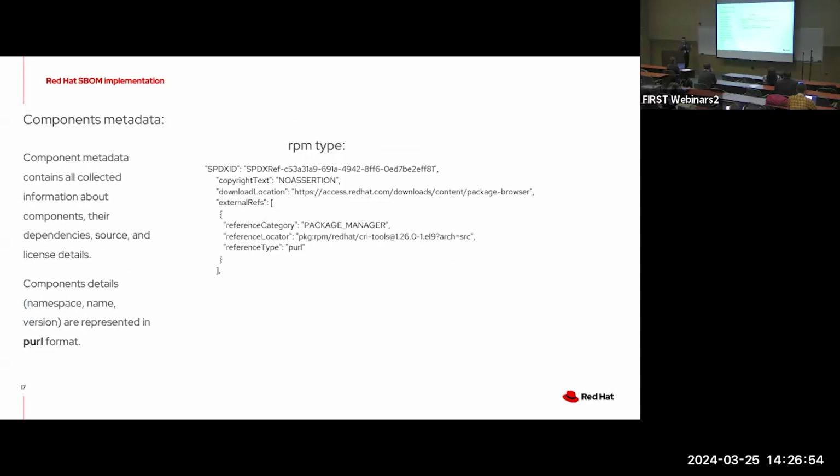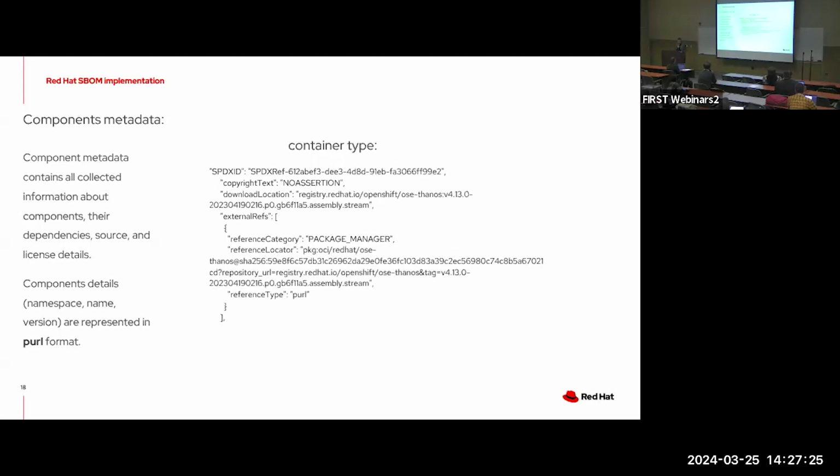First, let's take a look at the component metadata. Component metadata contains all information about the specific component, dependencies, sources, including also license. Component details are expressed in the full format. Here in this example, you see an RPM package. In this case, it's CRI-O tools. So it's taken from the OpenShift SBOM.